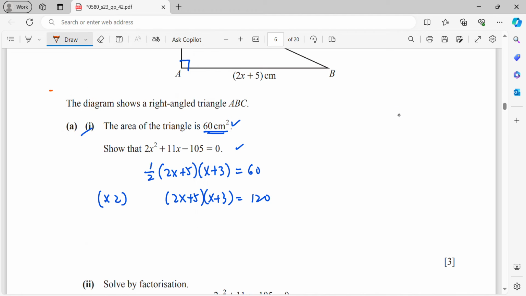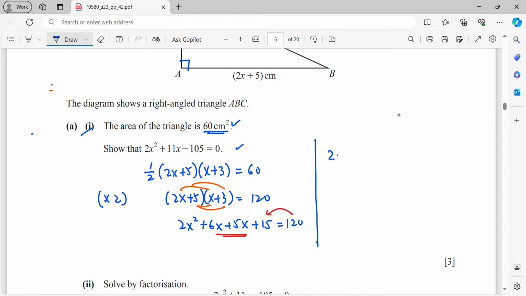And the next step is just to do expansion. When I do expansion, 2x times x is 2x squared. 2x times 3 is 6x. 5 times x is 5x. 5 times 3 is 15. Then from here, move the 120 to the left side and combine the second and third terms. Then I will get 2x squared plus 11x, and 15 minus 120 is negative 105.